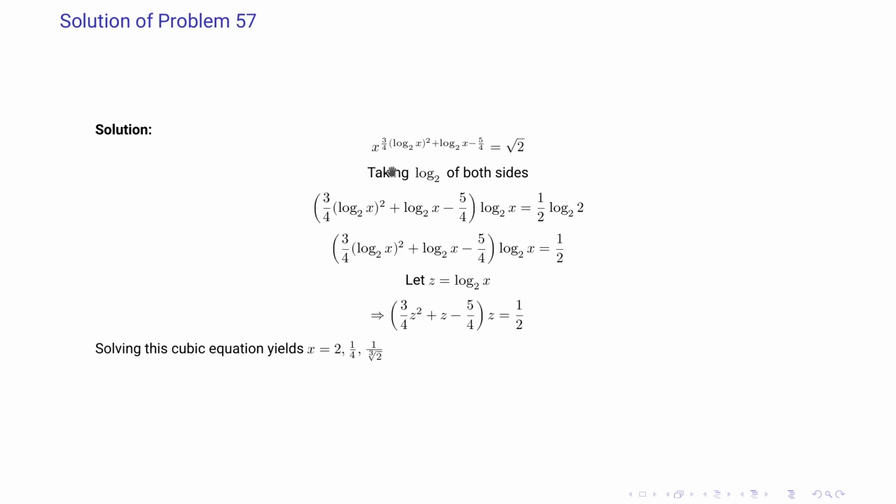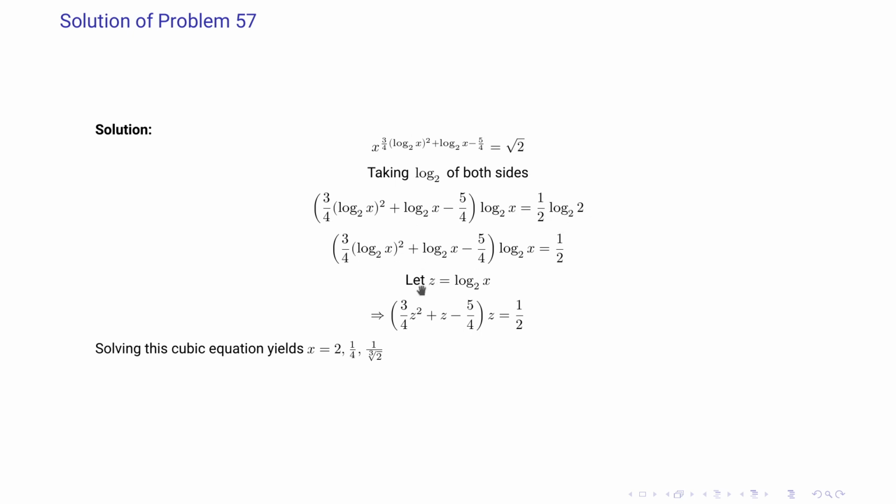Problem 57 says that solve x to the power 3 by 4 log of x with base 2 whole square plus log of x with base 2 minus 5 by 4 is equal to square root of 2. So in this case we take log with base 2 of both sides. So the power comes out here, which is equal to 3 by 4 into log of x with base 2 whole square plus log x with base 2 minus 5 by 4 multiplied with log of x with base 2 is equal to, the right hand side will become 1 by 2 log of 2 with base 2.